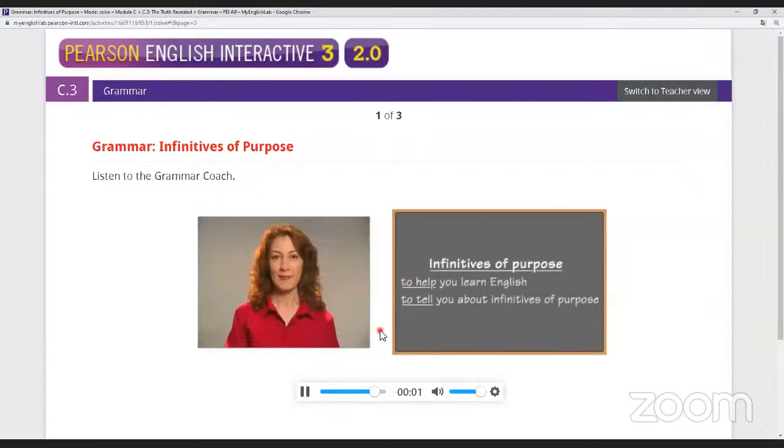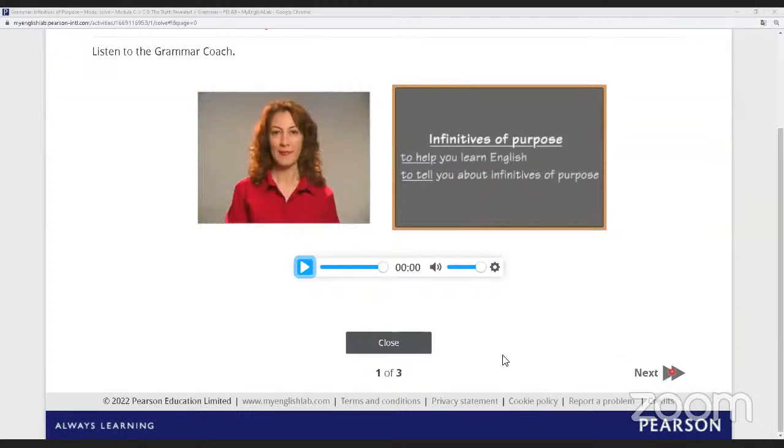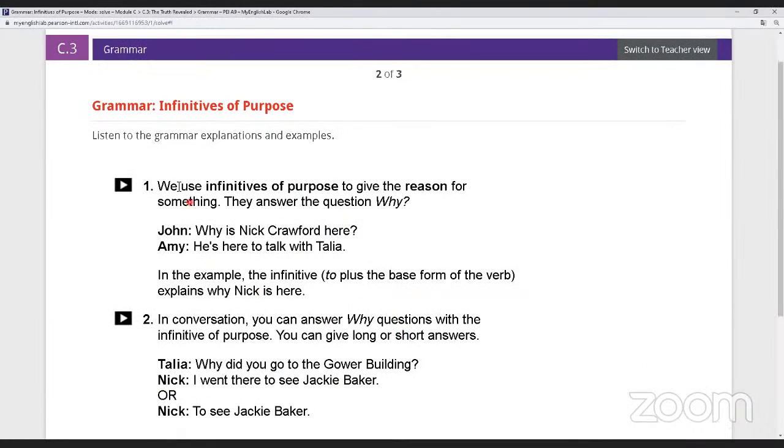Let's begin. All right, so we have an infinitive of purpose. This is something that we've seen before, right? We have two examples to help you learn English, to tell you about the infinitive of purpose. So we're gonna listen to the first audio.